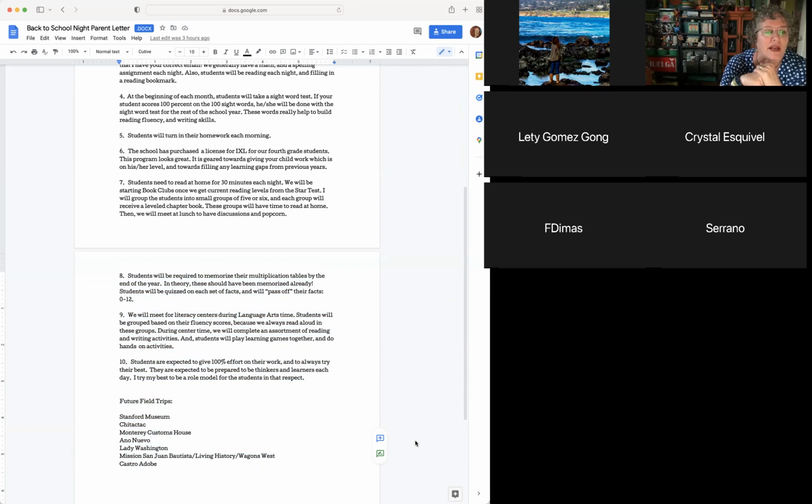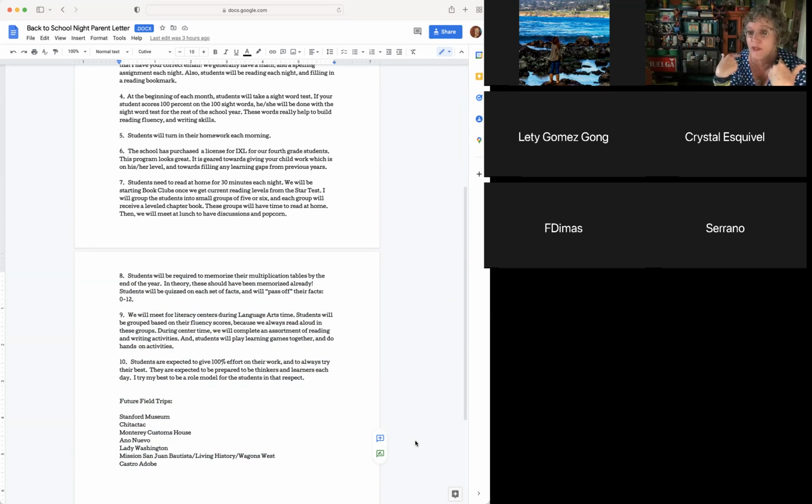Let's see, we're on number 9. We meet for literacy centers and during language arts time. Students are grouped based on their fluency scores. Because we're reading aloud together, we always read aloud at centers, so kids build their fluency. I group the students by how fast they read, so that when they're reading together, we can keep up, because I have them read 2 at a time so that it's more efficient.